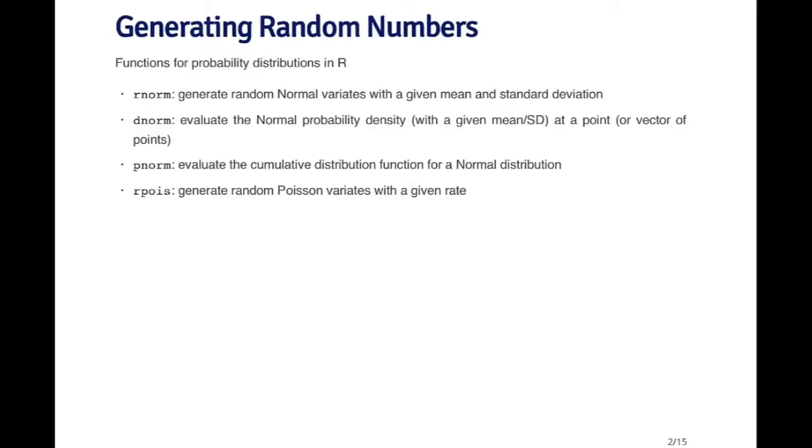So another function for generating random variables is the rpois function, which generates Poisson random variables from a Poisson distribution with a given rate. So there are a number of functions for generating random variables from kind of the standard probability distributions, and you can use these to run simulations.